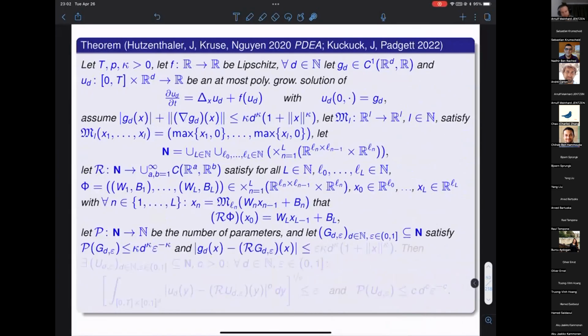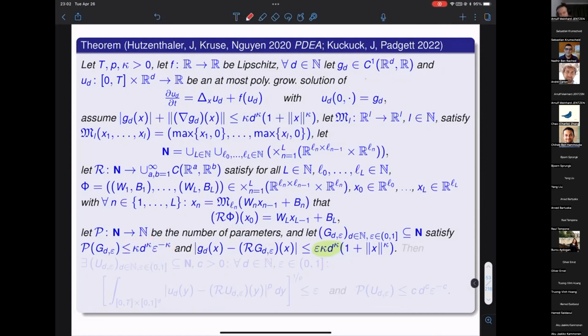And also we have that the error, the distance between the initial condition at point x and the realization of these networks at point x, is smaller or equal than epsilon multiplied by kappa multiplied by d to the power of kappa multiplied by 1 plus norm of x to the power of kappa. So you see the right-hand side here converges to 0 as epsilon converges to 0. So in particular, we get that the realizations of these networks converge pointwise to the initial conditions, and not only pointwise, but even locally uniformly, with the number of parameters growing only polynomially in the dimension and the inverse of the precision.